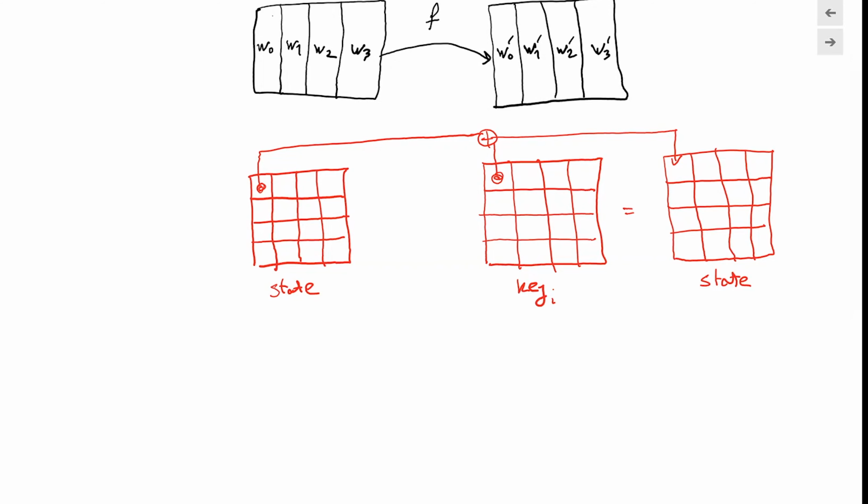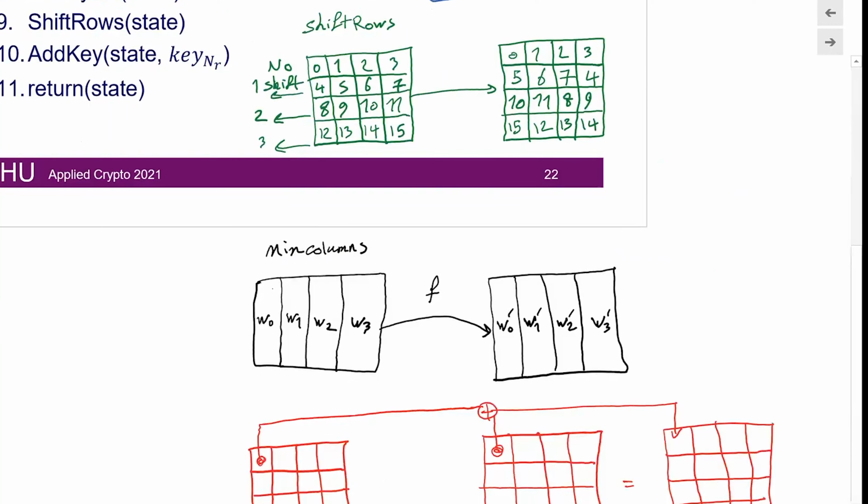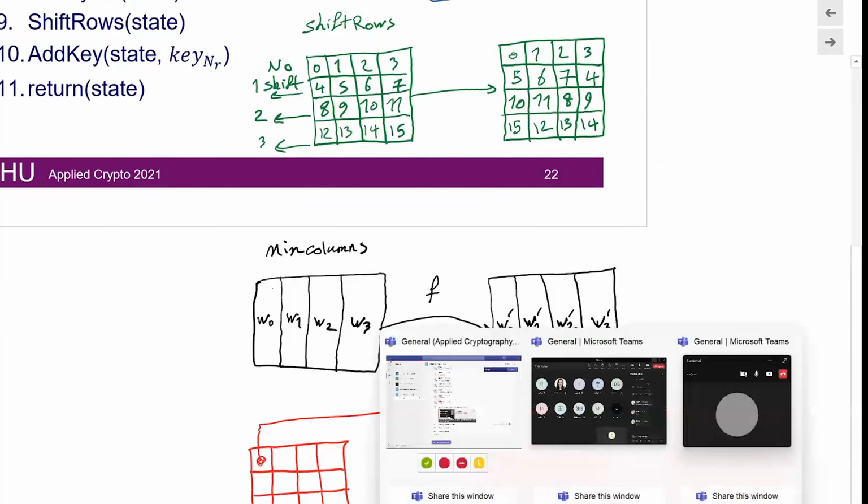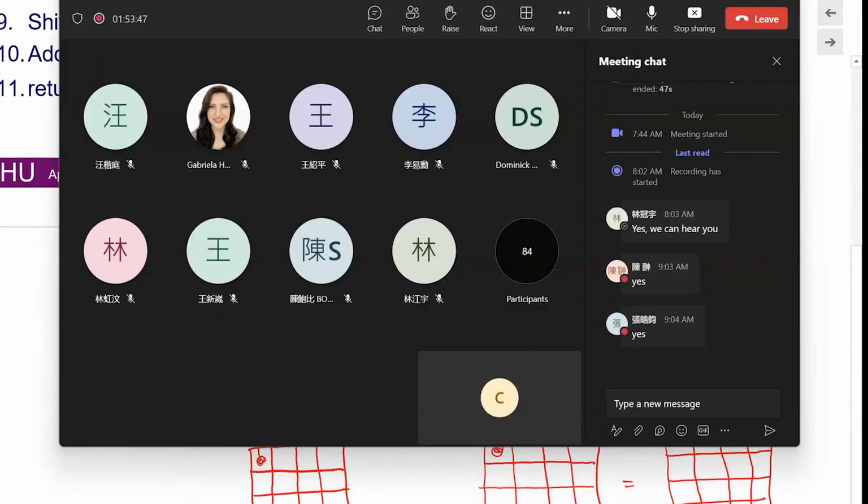Okay. Any questions so far? Is this clear, at a very high level, how the AES algorithm is working? All right. Looks like no questions.